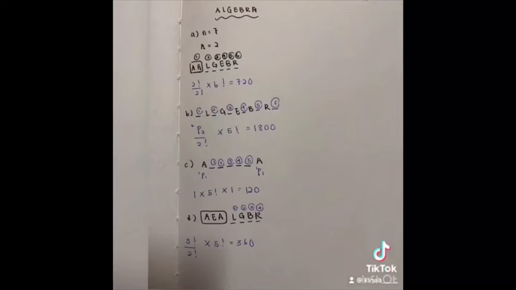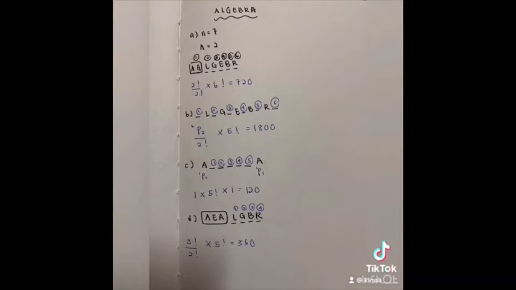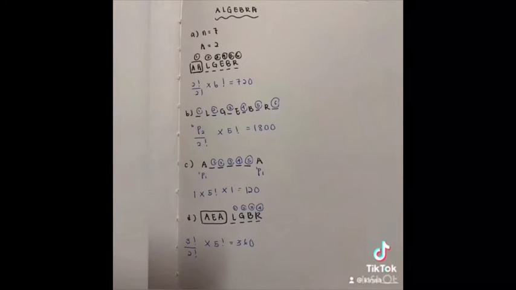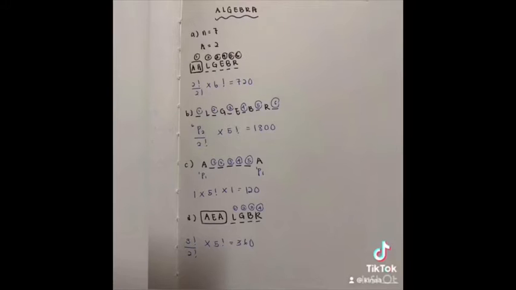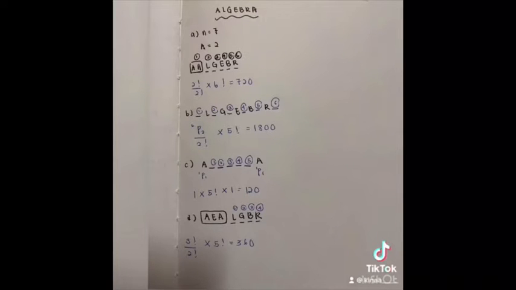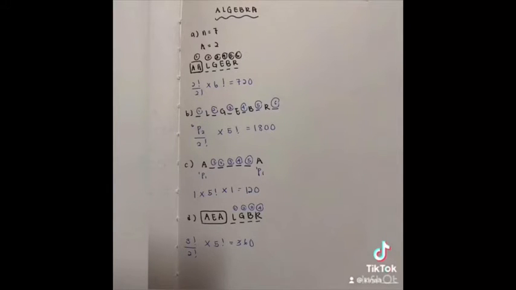C. Start and finish with an A. So from algebra, there are 7 letters. So we put 7 places and we put A at the start and A at the finish. So there are 5 places in the middle. So 1P1, multiplied by 5 factorial, and multiplied by 1P1, which is equal to 120.